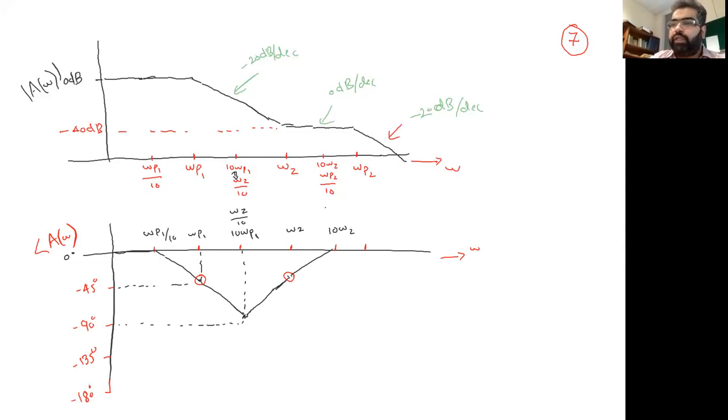But also interestingly, this point is omega p2 by 10. What does this mean? It will start going ramp down again. So here minus 45 degree. And till where will it continue? It will continue to the point 10 times of omega p2. So till 10 times of omega p2, it will go till minus 90. And after that, what will happen? It will remain there until it sees another zero or pole. So you can identify all these points. So the final angle is minus 90 degrees.